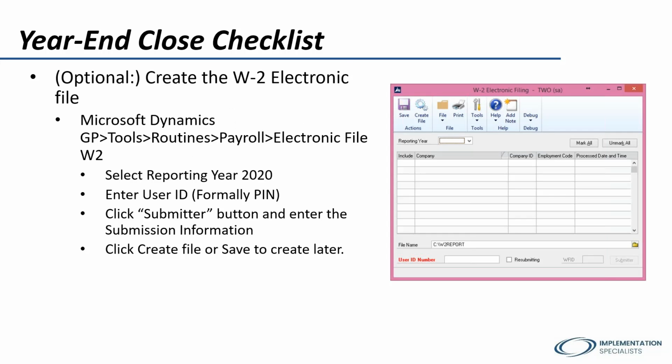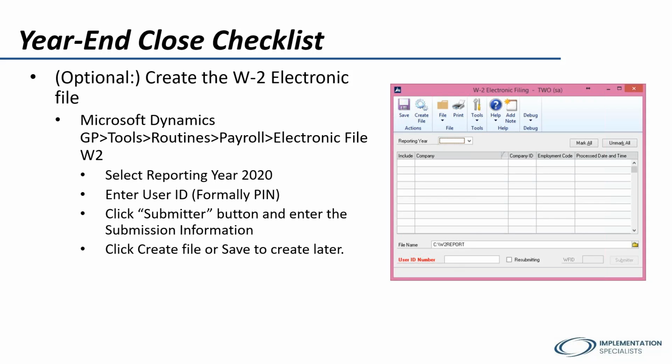All right. After you create your 1099s, you will probably want to file electronically if you're not using a third-party provider. If you want to file electronically, you're going to go to the GP Tools, Routines, Payroll, Electronic File W-2. You will get a screen that looks just like this. You'll enter your reporting year, choose a place to save that file. You're going to put in a user ID number. This used to be known from the IRS as the PIN number.